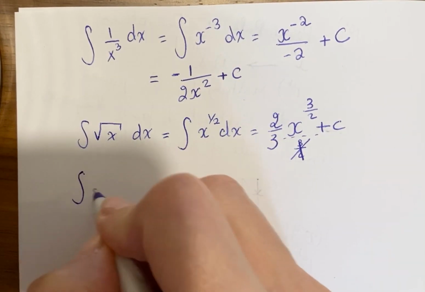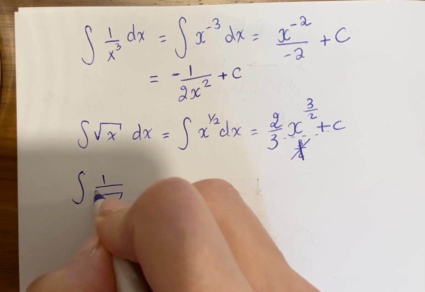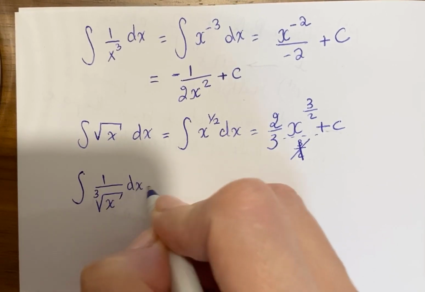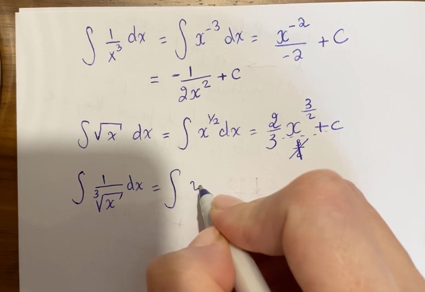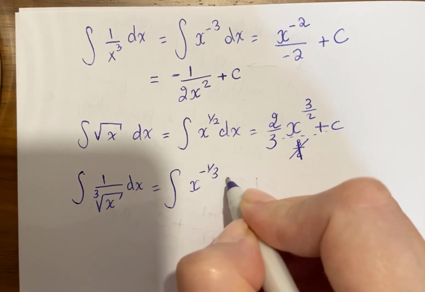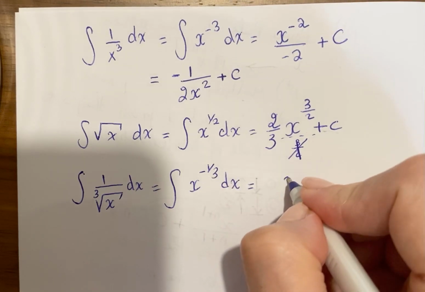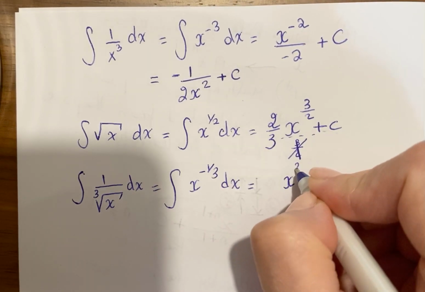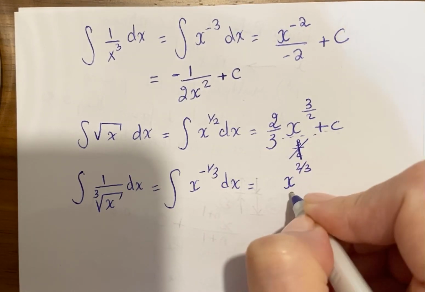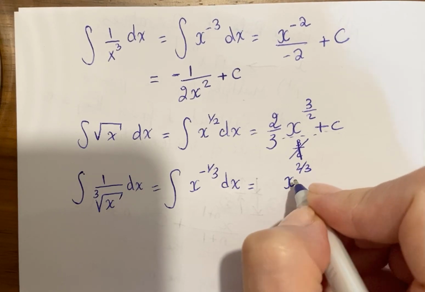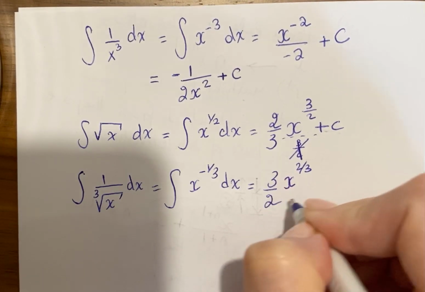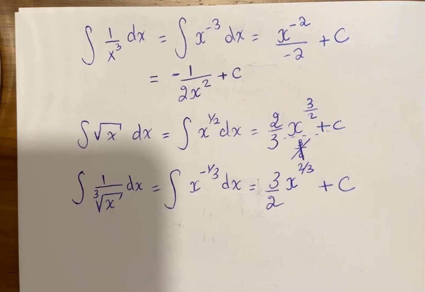Another example, the integral of 1 over cube root of x dx. This is written as x to the power minus 1 over 3, which means again I need to add 1 now. What's minus 1 over 3 plus 1? 2 over 3. I need to divide by 2 over 3. Instead, I multiply by 3 over 2, plus c. I'll be back in a second.